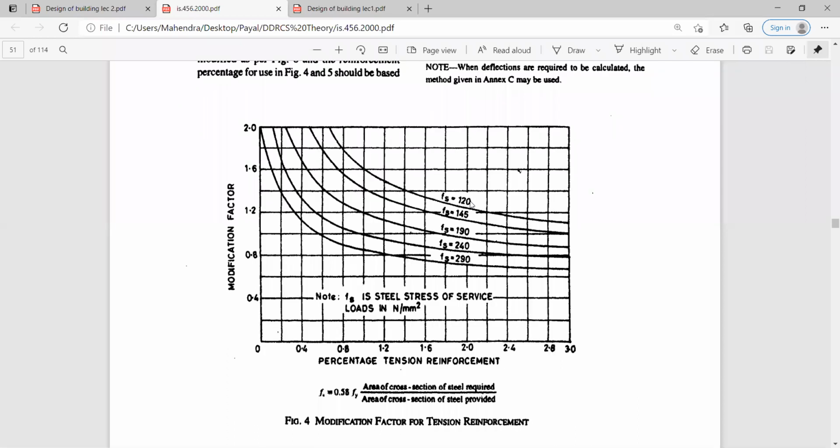Okay, this is your figure number 4. Here, Fs you had got as 236.23, and the percentage provided you had got is 0.18. So for 0.18 and Fs 236.23, the modification factor you had got is 1.6, somewhere over here. So we are going to consider the modification factor as 1.6. See, the formula for Fs is also given over here, that is 0.58 into Fy into area of cross section of the steel required upon provided.